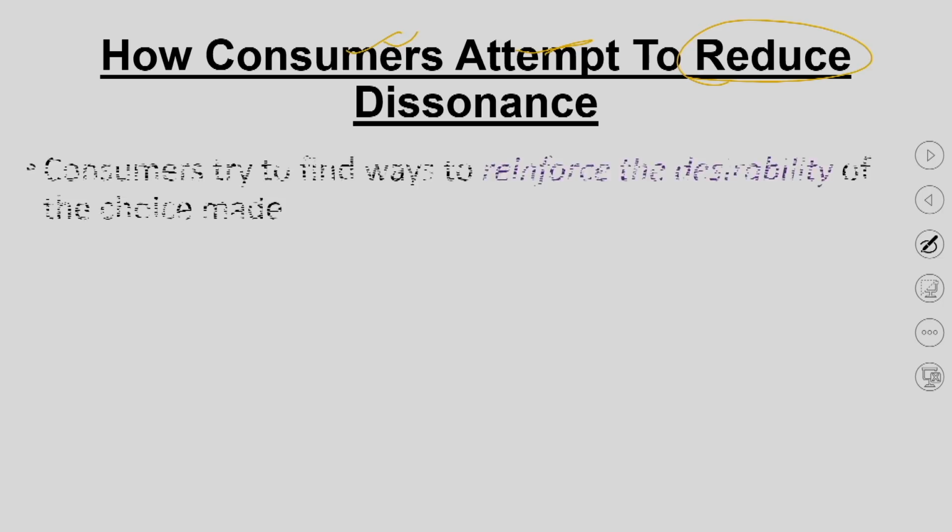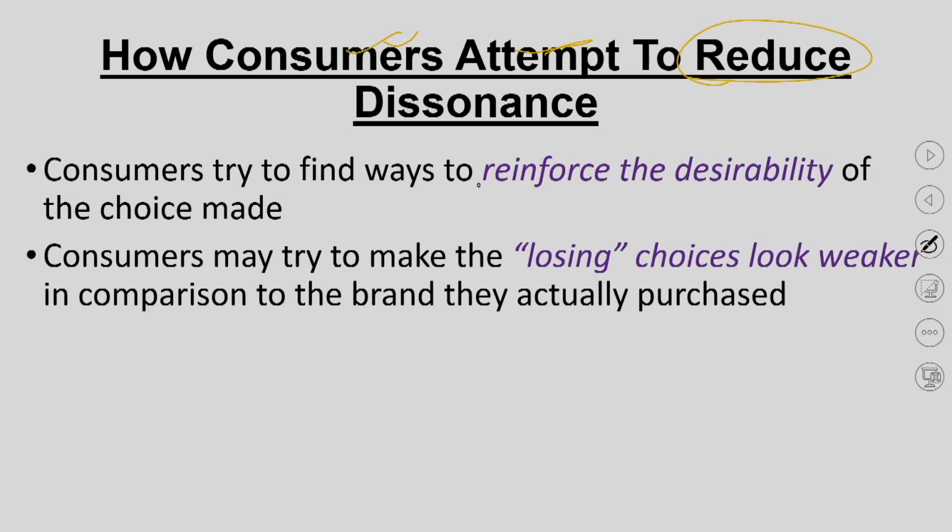So, how do consumers attempt to reduce this cognitive dissonance? How do consumers reduce this cognitive dissonance? There are several things that can happen. They can find ways to reinforce the desirability of the choice made.